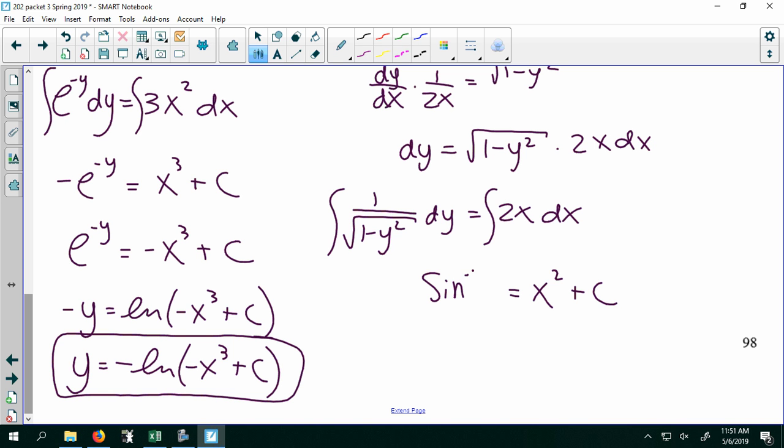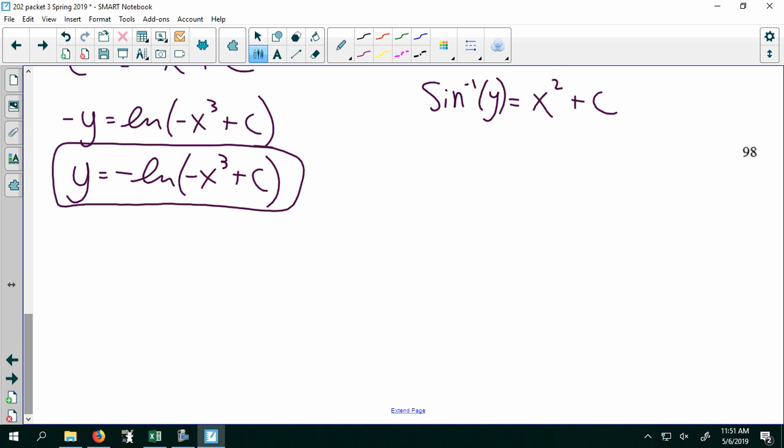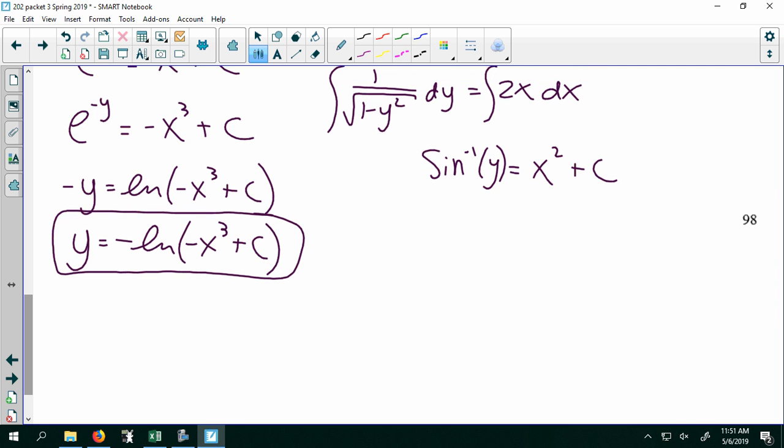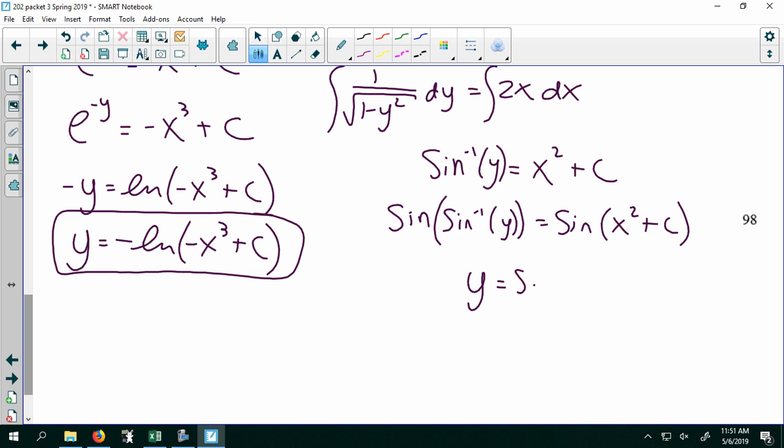That is one of the antiderivatives you have supposedly memorized. All right, so my next goal is to get the y by itself. So I have the inverse sine of y. To undo that, I'm going to take the sine. So take the sine of both sides. The sine of the inverse sine of y is equal to the sine of x squared plus c. And y equals the sine of x squared plus c.